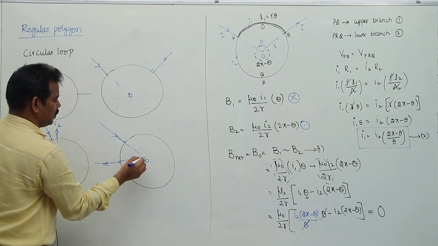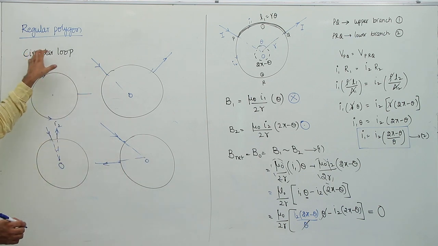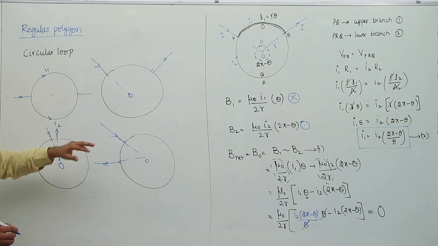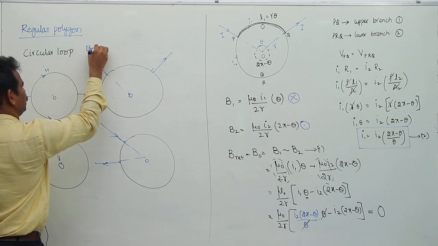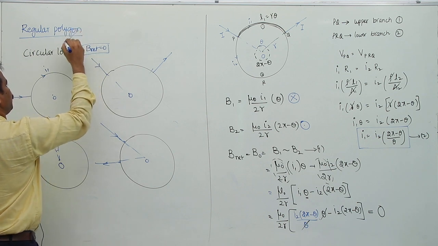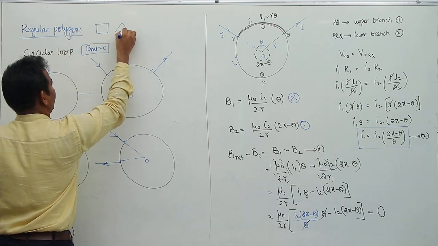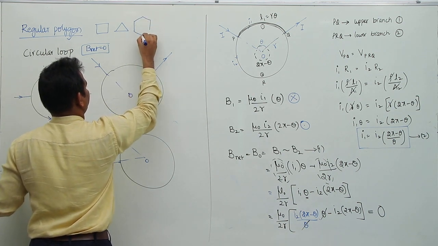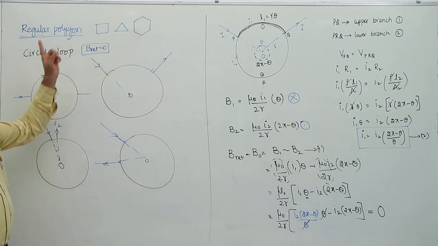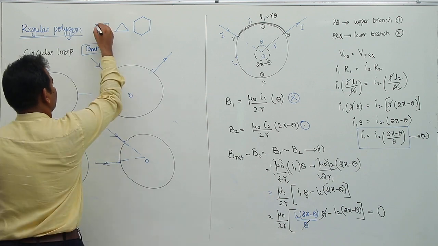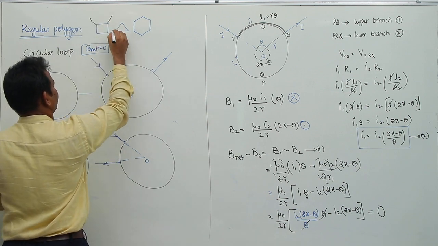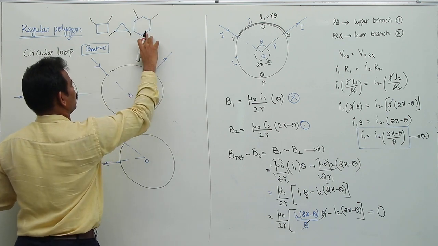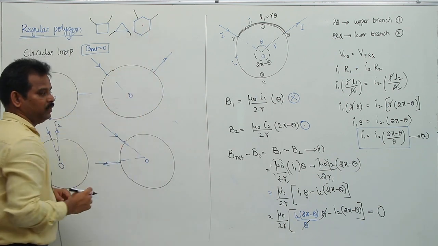So due to this, the magnetic field due to a circular loop, if a battery is connected at any 2 points on the circumference of the loop, at the center it is always 0. So magnetic field B net is 0. Either it is a regular polygon, whether it is a square, a triangle, a hexagon, any regular polygon. If battery is connected at any 2 points, either battery connected here or here, or battery connected here or here, or even if it is connected between these 2 points also, at any 2 points, the magnetic field at the center is always 0.